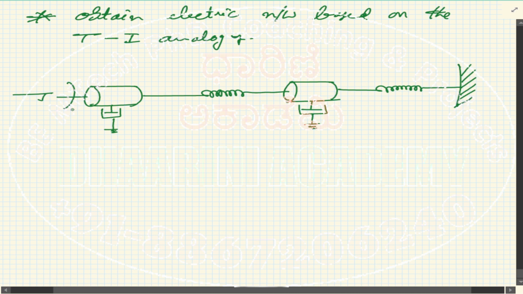This is T. This is how the T is applied. So this is J1, B1, and we have response theta 1, K1. This is J2, B2, and this is theta 2 and K2.